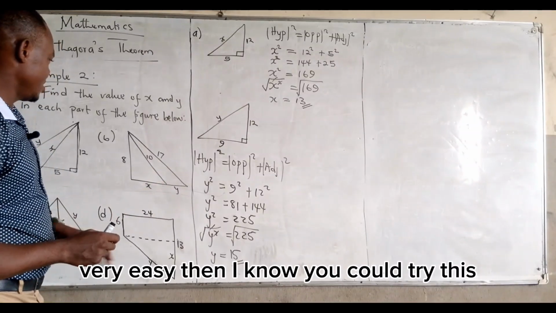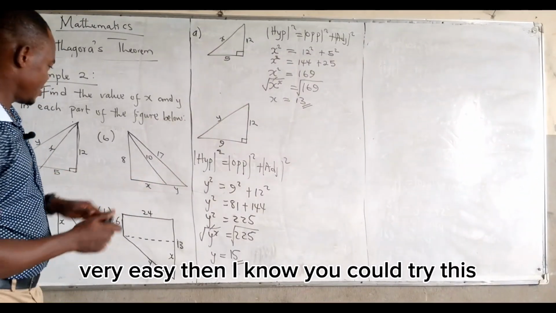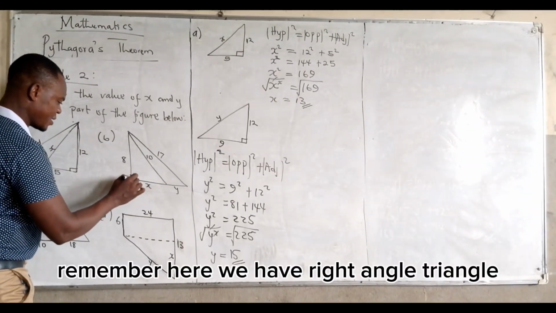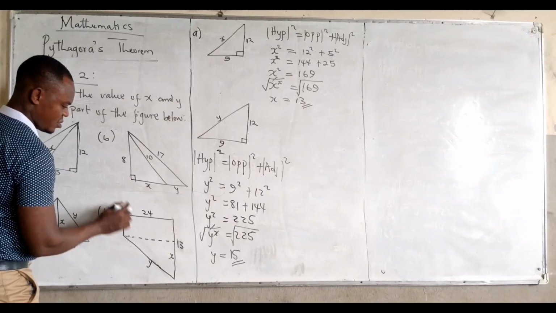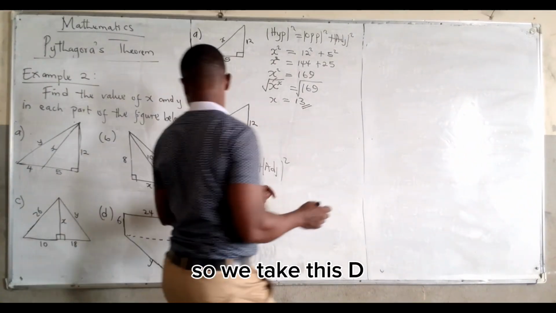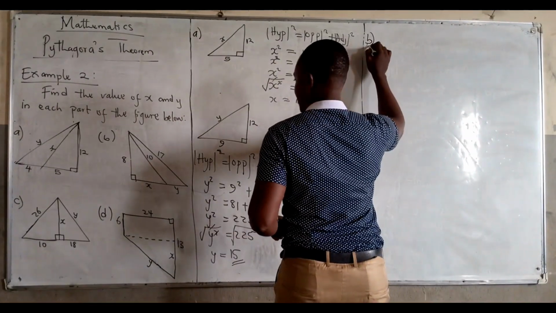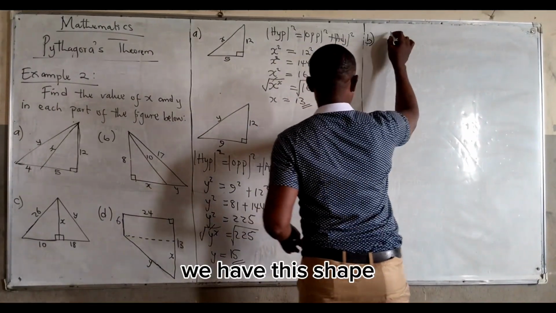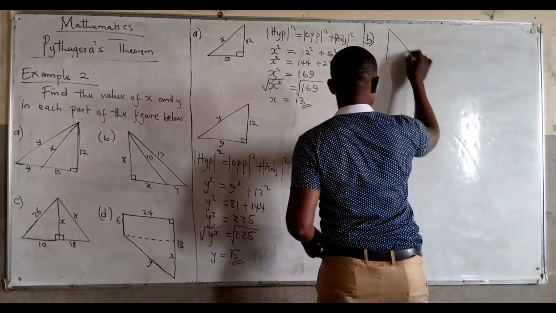Very easy. Then I know you could try this. Remember here we have a right angle triangle. So we take this B, we have this shape.